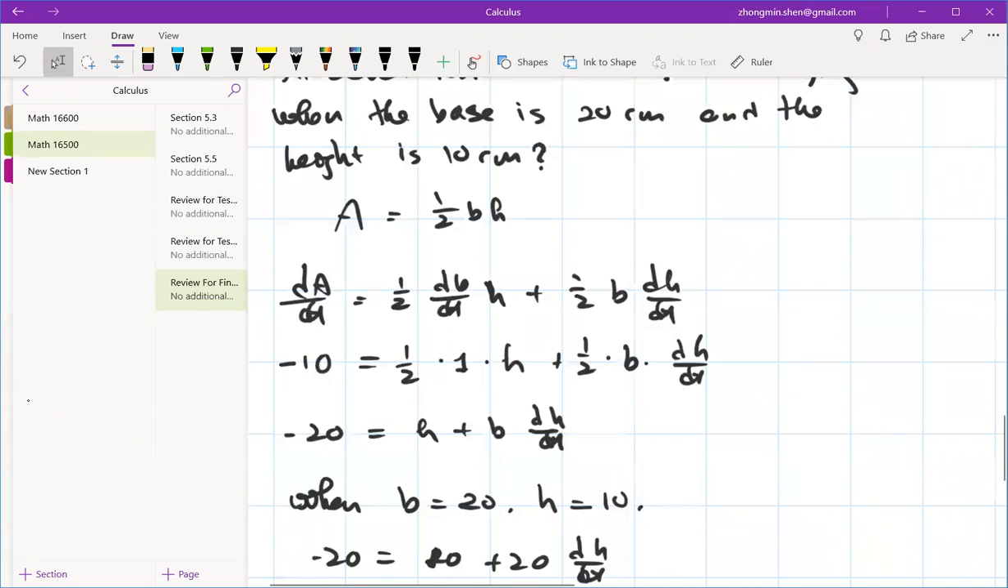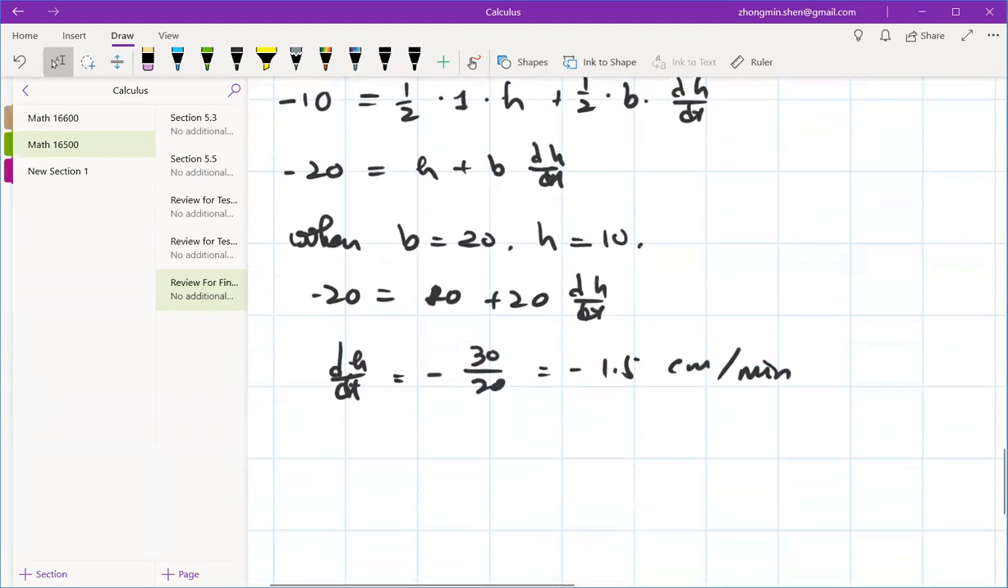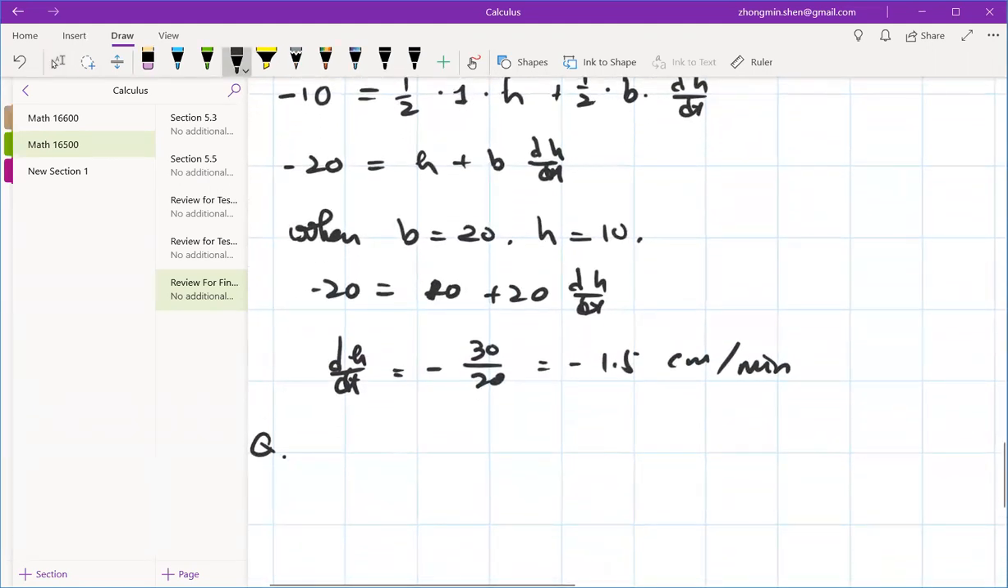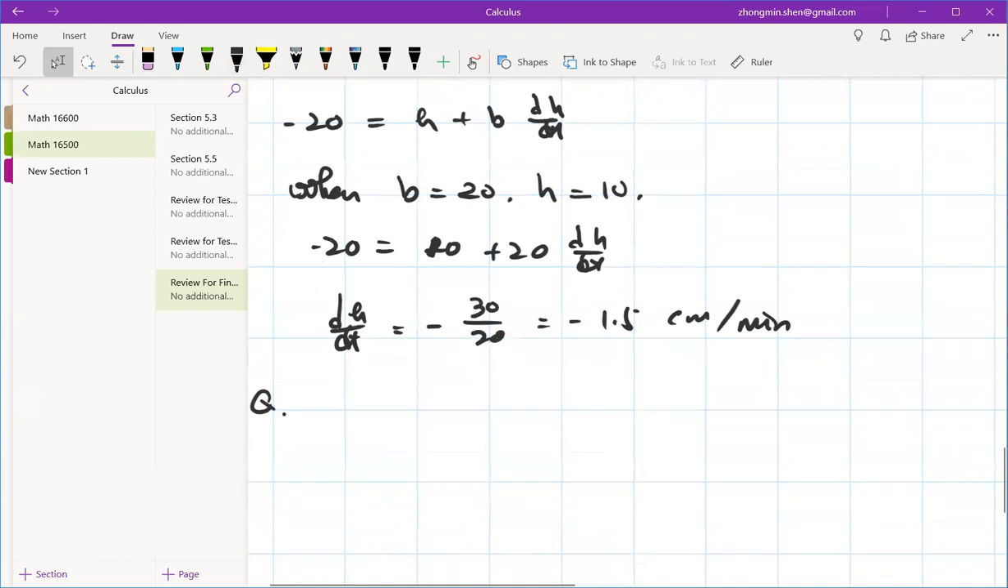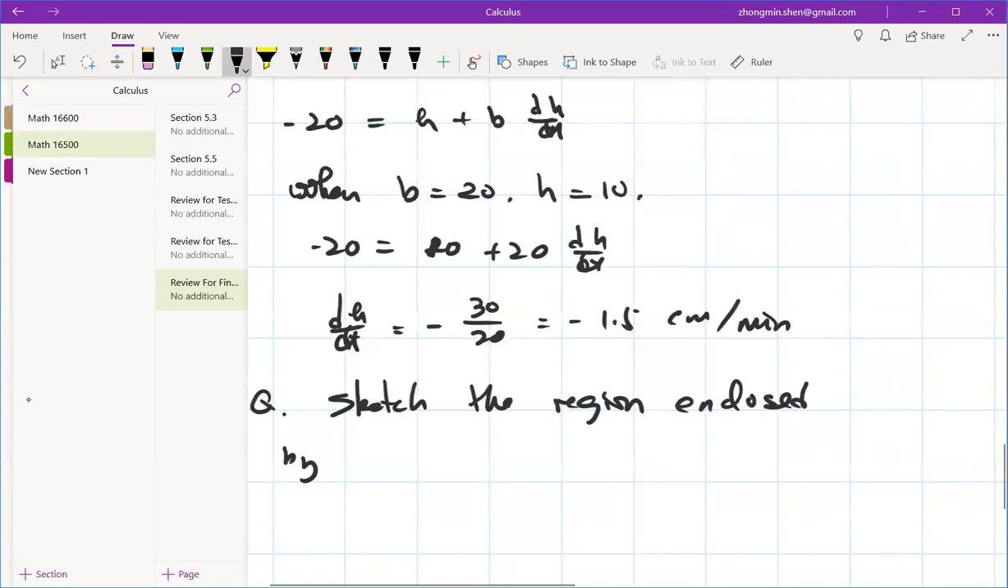The next group of problems is to find the area or the volume of some region. Sometimes you just need to set up an integral. Sometimes you have to evaluate the integral. So sketch the graph. Sketch the region bounded by y equals square root of x and y equals x squared. Then find the area.